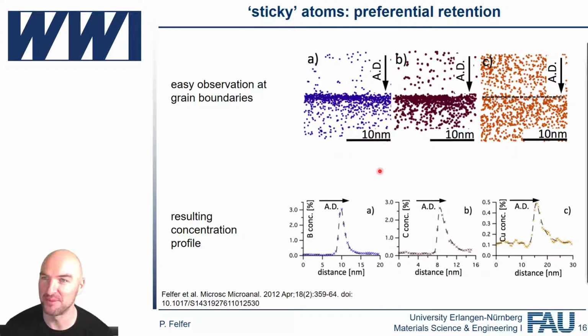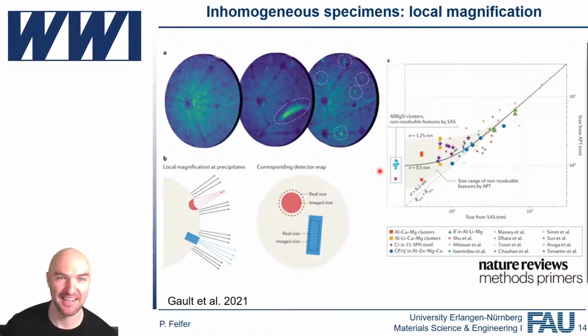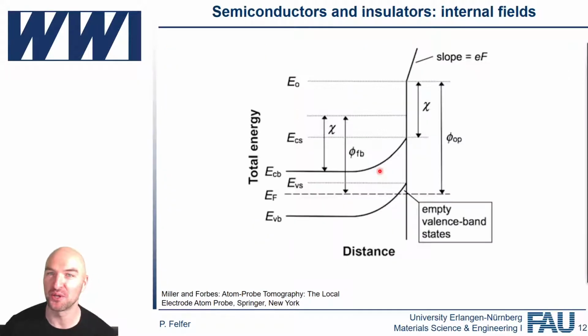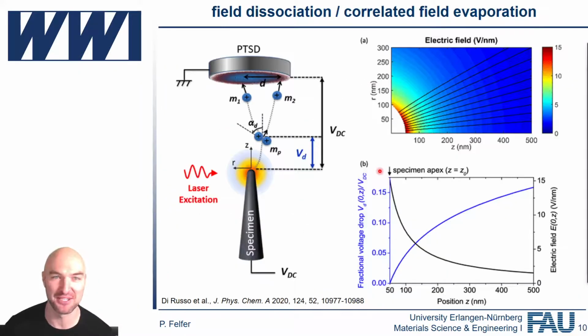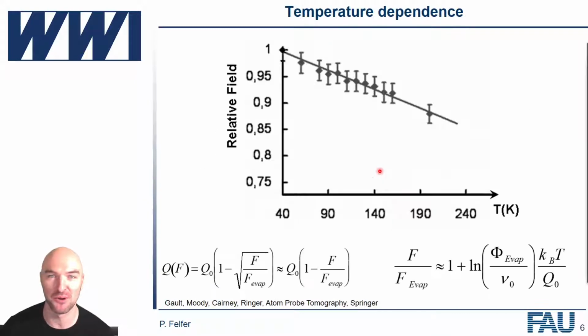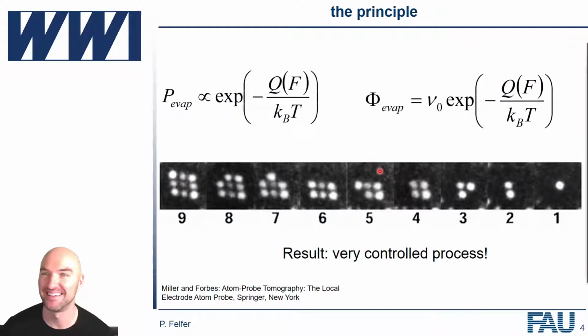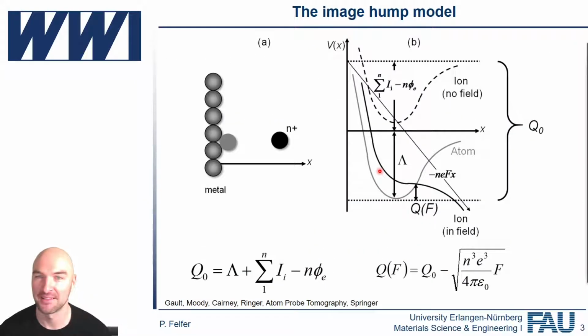Professor Forbes, I'm pretty sure you found plenty of flaws with my explanation. No, I think it's very good, Peter, but I would want to clarify one thing. That's about the image hump. Can you go back to the relevant slide? And I would very much encourage you to record a lecture on field evaporation theory. That would actually be much more complicated than mine. Okay, that's the one.